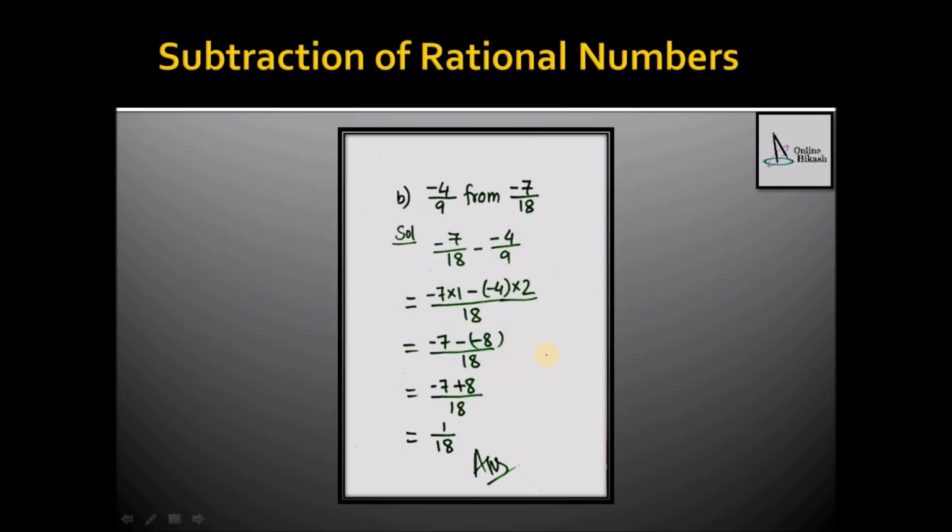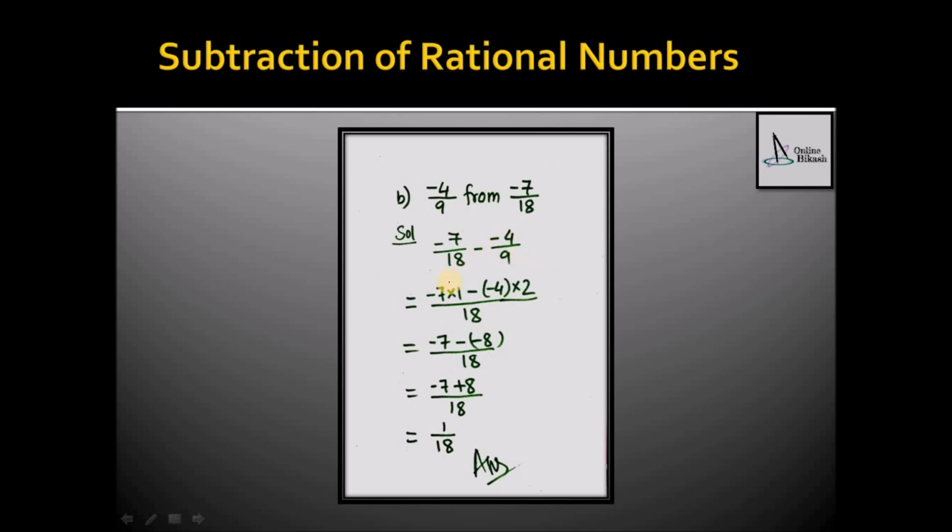Let us see one more example. Subtract minus 4 by 9 from minus 10 by 18. So I wrote the question. How to write this question? From minus 10 by 18 you have to subtract minus 4 by 9. Minus 10 by 18 will be written first. This minus sign is coming because we are doing subtraction. From minus 10 by 18 we are subtracting minus 4 by 9.